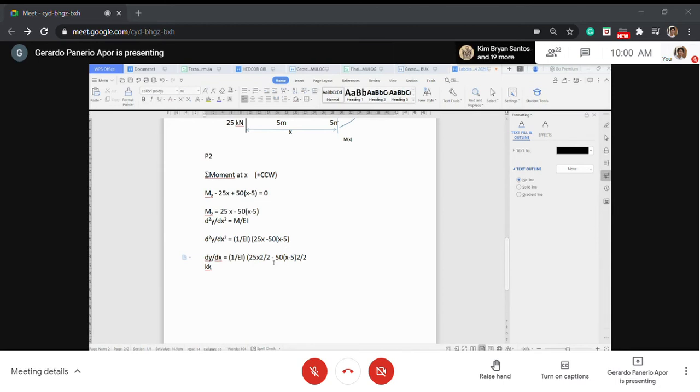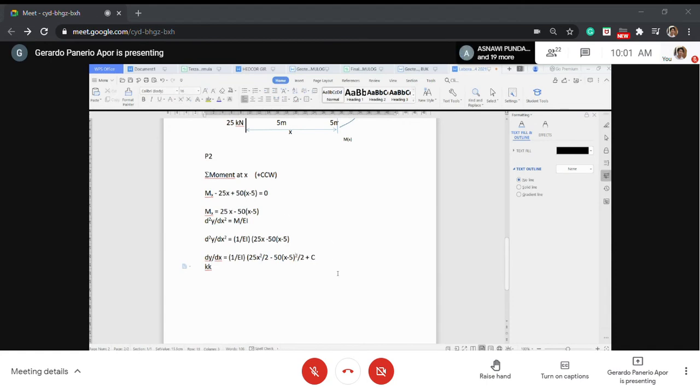Now, we do not actually put a constant of integration because we have limits. We have limits. We will put at x equals to 4. Okay. So, we have a constant C. Now, this one has a subscript.